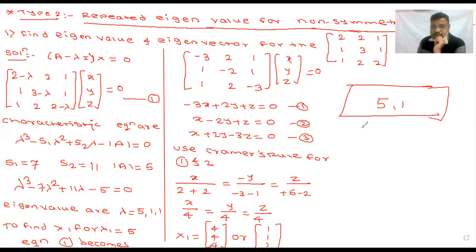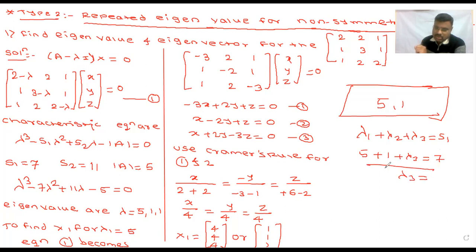So by using the calculation, lambda 1 plus lambda 2 plus lambda 3 is equal to S1. We just put the values 5, 1, lambda 3, and S1 is 7. After simplification, we got lambda 3 is equal to 1.